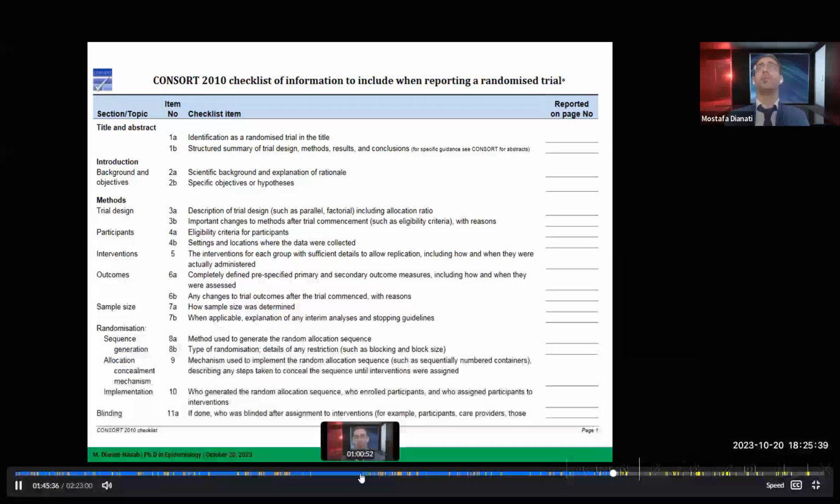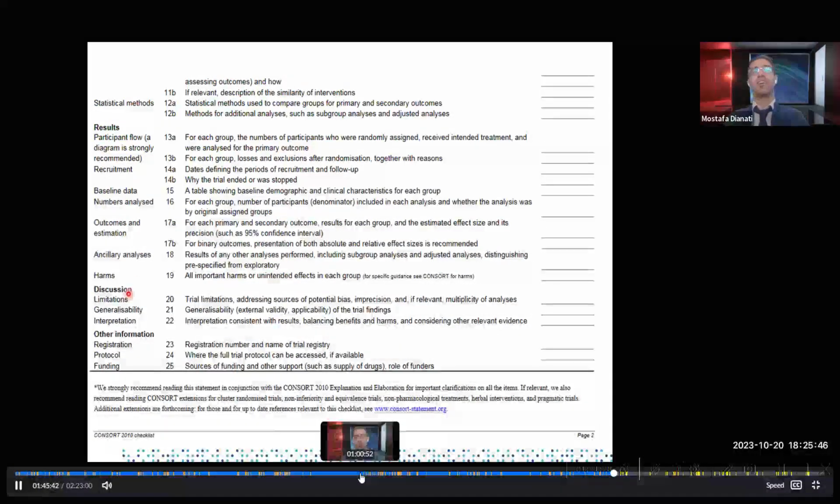CONSORT has some elements about title, introduction, method, also about your results and discussion and other information that you need. This is a really key factor in preparation of your manuscript. Try to use it, try to read it, try to see what editors and reviewers are trying to point out.